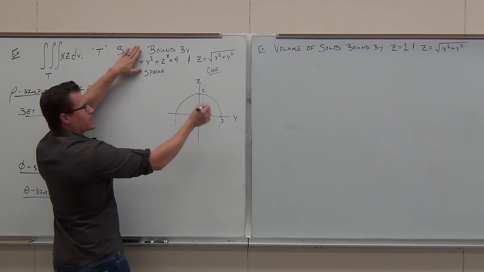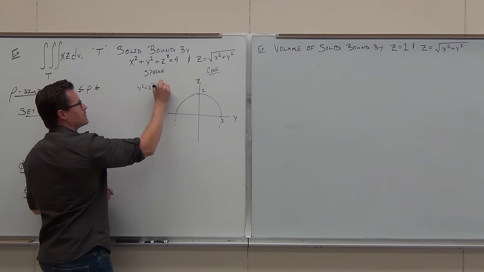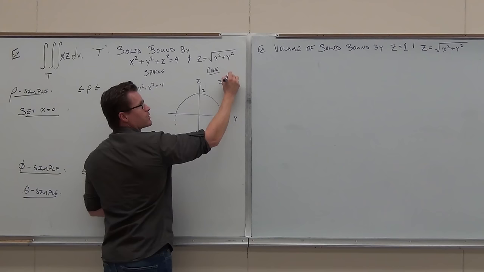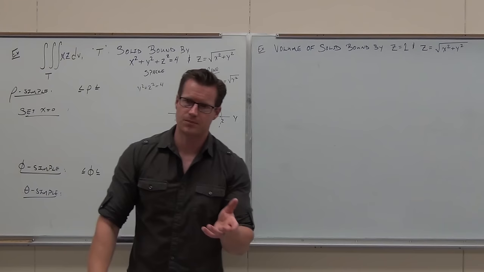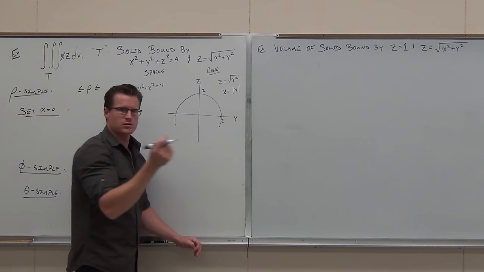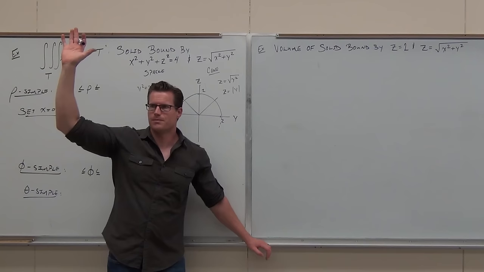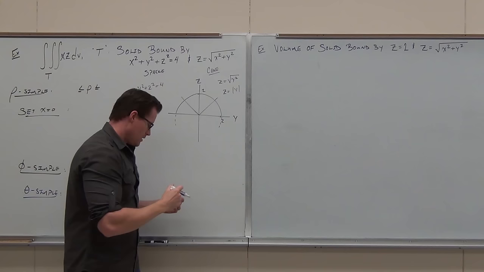How about this one? If I plug this one in, I get z equals square root of y squared. So we've seen that before. What does that make for you? Absolute value. Yeah. Or plus or minus y, that's fine too. But the idea is that we get this. Should we feel okay with it? Can you see the ice cream cone in 3D? That this is revolving like this. That's what's happening.